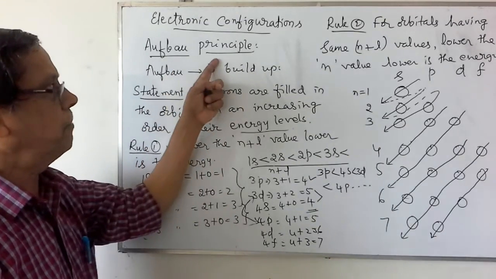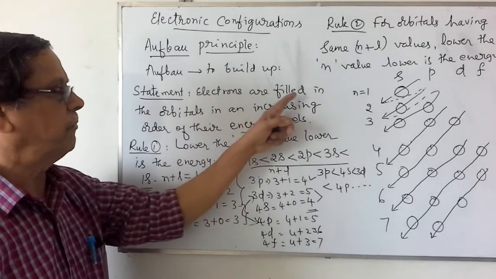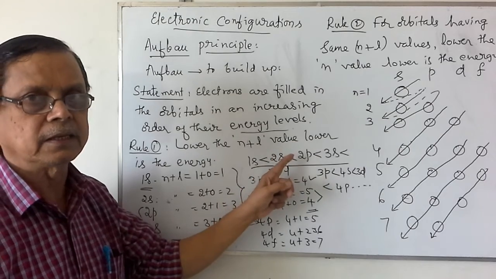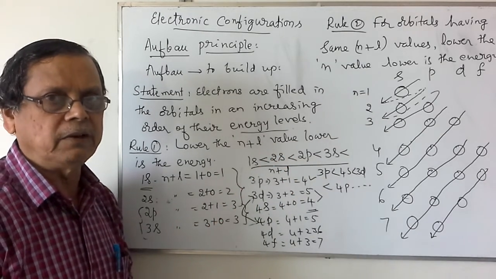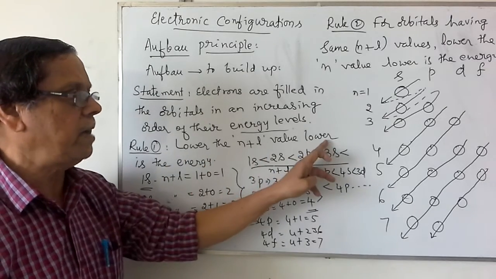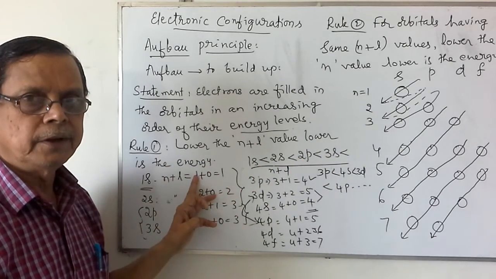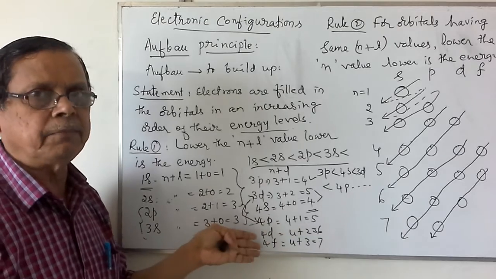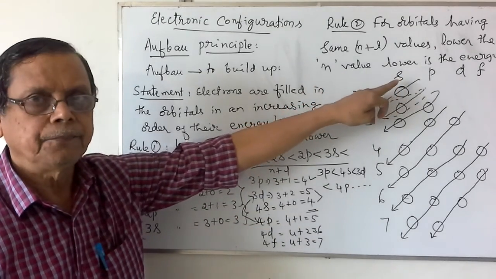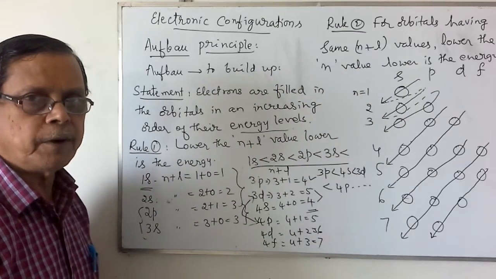According to this Aufbau principle, electrons are filled in the orbitals in an increasing order of their energy levels. So to calculate the energy levels, we are using these two rules. One is, lower the n plus l value, lower is the energy. For orbitals having the same n plus l values, the one having lower n value has lower energy. So that is about the Aufbau principle.